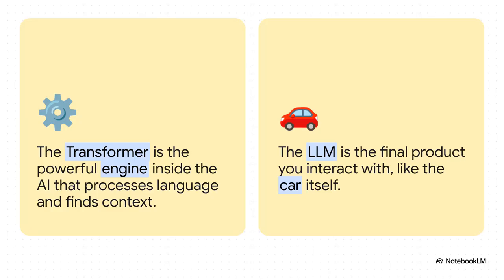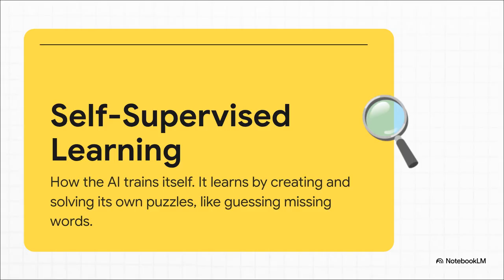Now, this slide right here clears up a huge point of confusion. What's the difference between a transformer and an LLM? Well, think of it this way. The LLM is the car you actually drive, the final product you talk to. The transformer is the powerful engine inside that car. It's the specific algorithm, that breakthrough from 2017, that uses the attention mechanism we just talked about to understand context so incredibly well.